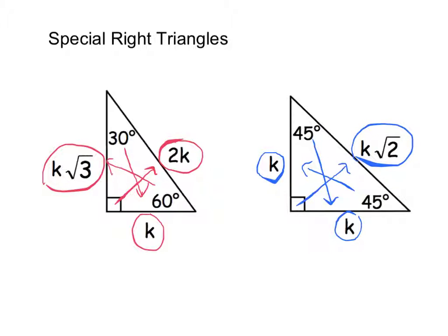These relationships all come from using the Pythagorean Theorem. So if we remember the Pythagorean Theorem, it is a squared plus b squared equals c squared. I know you guys are all chanting that along with me. That's where all of these numbers and values come from. So you can always use the Pythagorean Theorem to find the sides of right triangles.